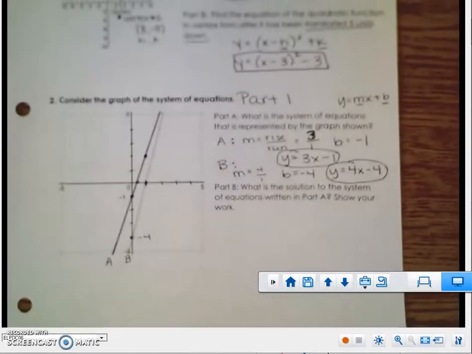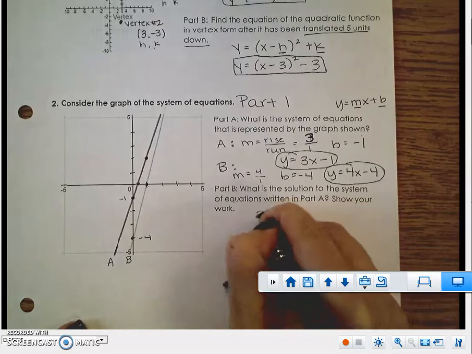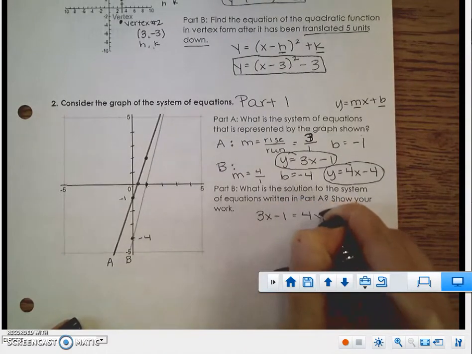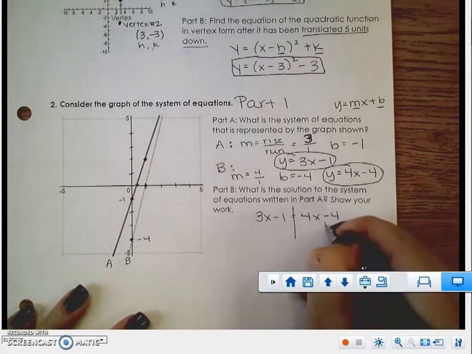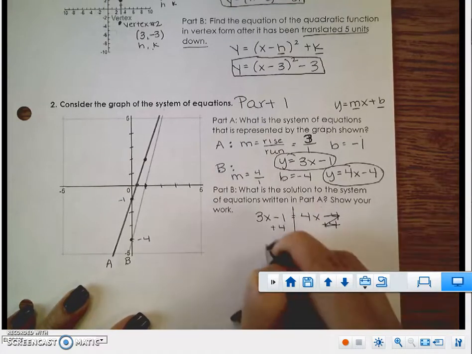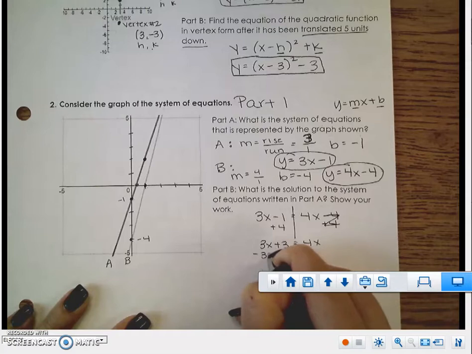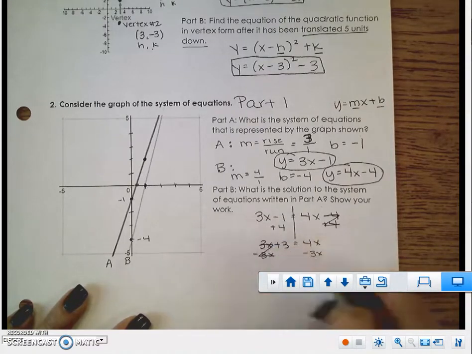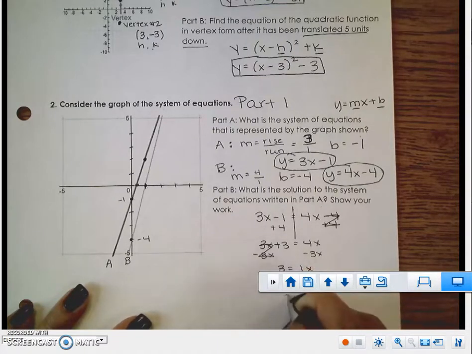The other way you could do this is algebraically, you could set these equations equal to each other. So you could say 3x minus 1 equals 4x minus 4. And we're going to solve for x. So we add 4, add 4. That cancels out here. 3x plus 3 equals 4x. Subtract 3x, subtract 3x, cancels out. 3 equals 1x. Trying to get x by itself. Divide by 1. So x equals 3.